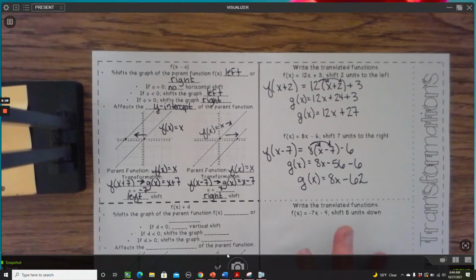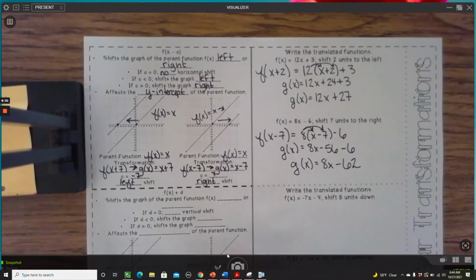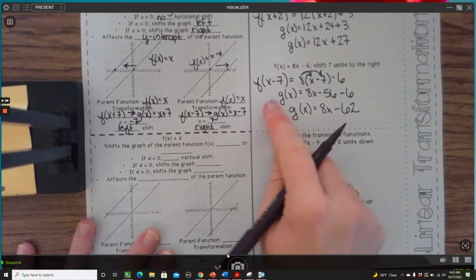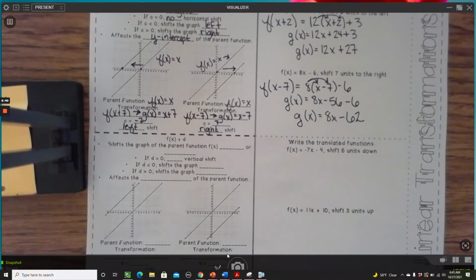All right, so the next ones we're going to look at are the vertical shifts. So now we're shifting up and down. So the rule for this one is f of x plus d. So these work a little bit different. We don't plug them in the same way, but let's just start with what they look like.